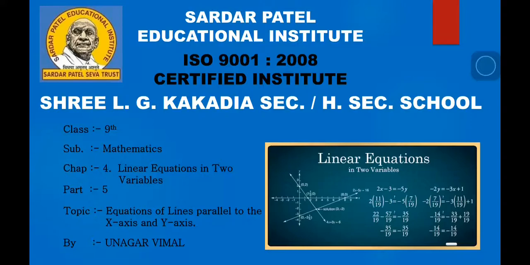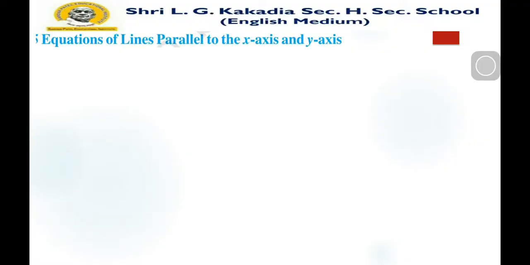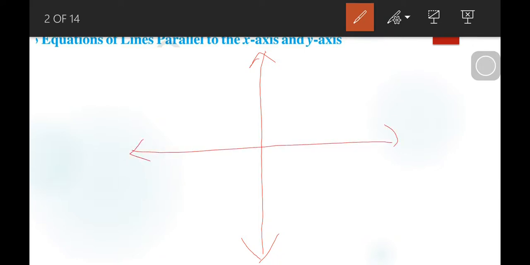For that, which type of coordinates do we take to denote such lines? Let us take an example first, to know the equation of lines parallel to the x-axis and y-axis. The y-axis is vertical and the horizontal one is the x-axis, x dash, the origin, y dash.